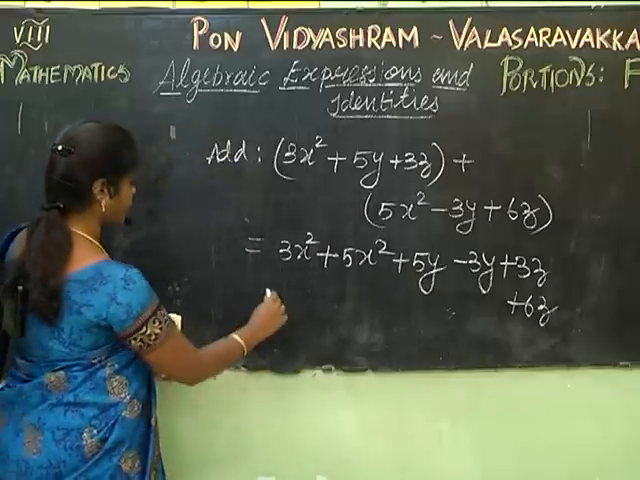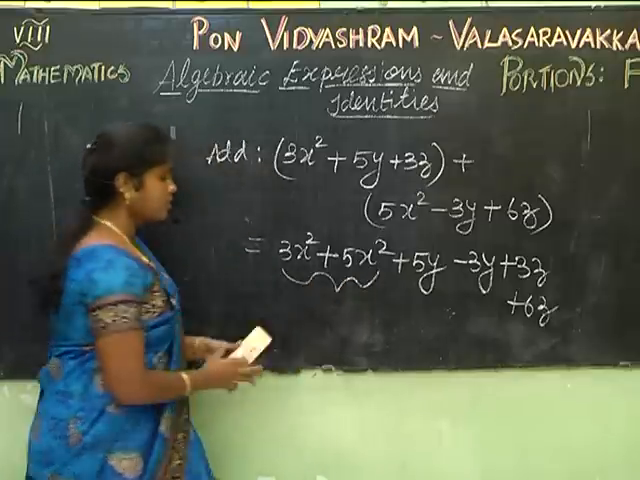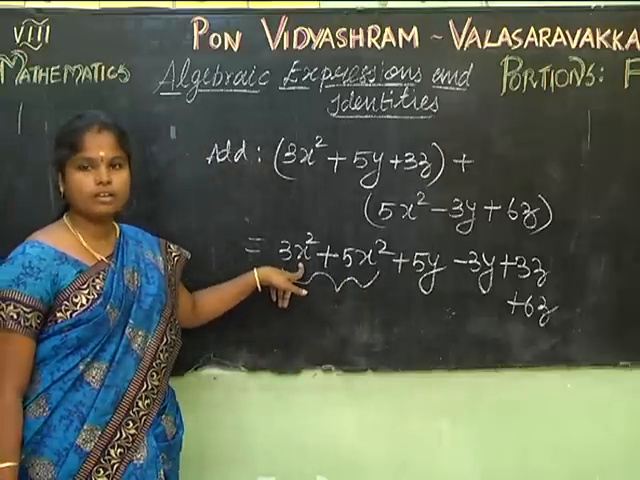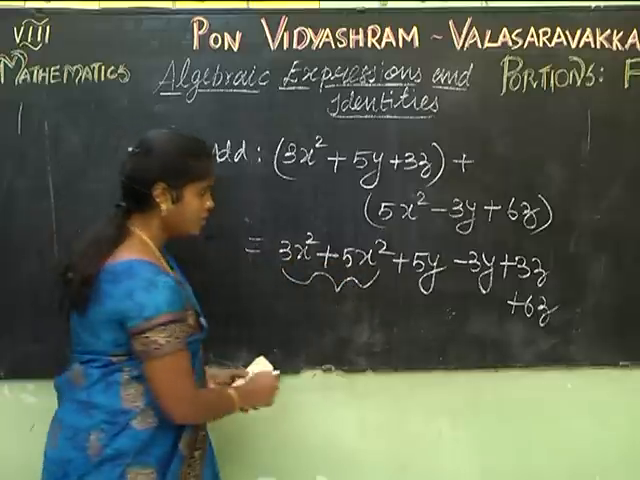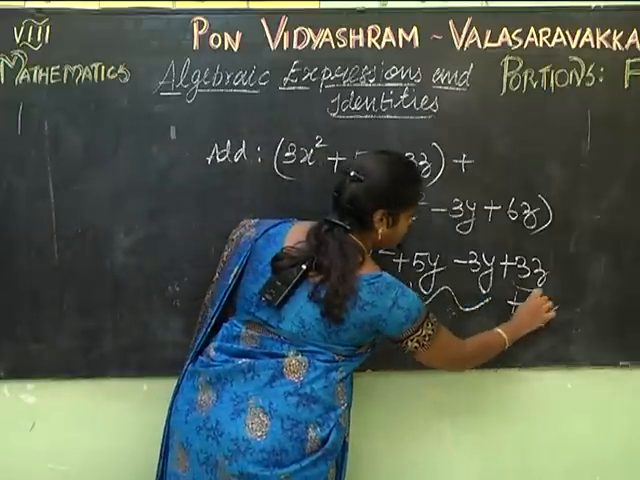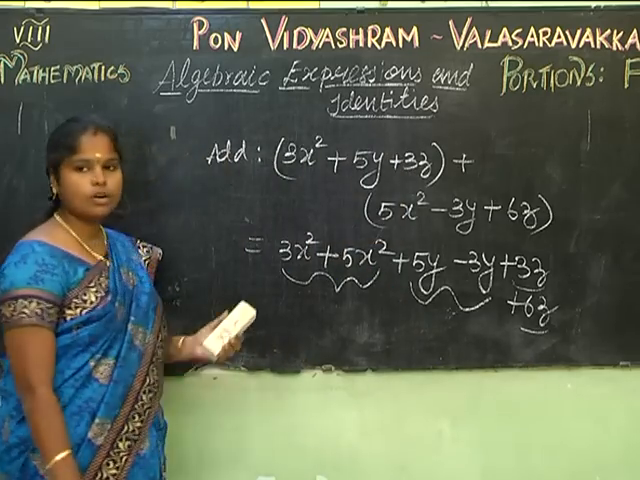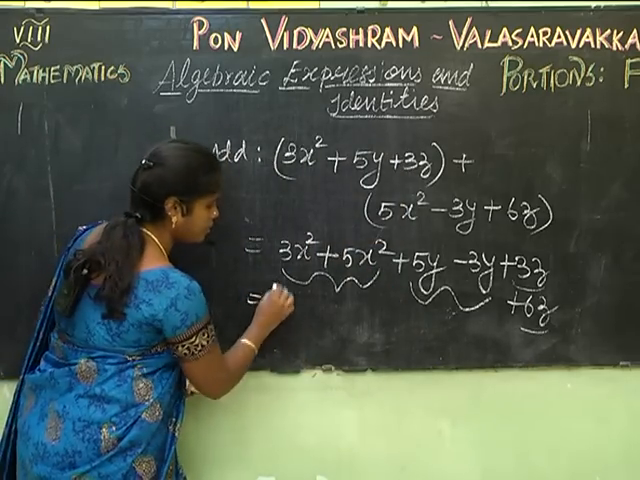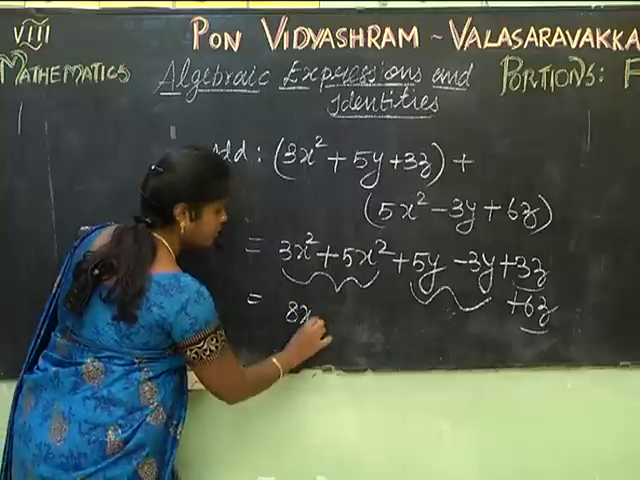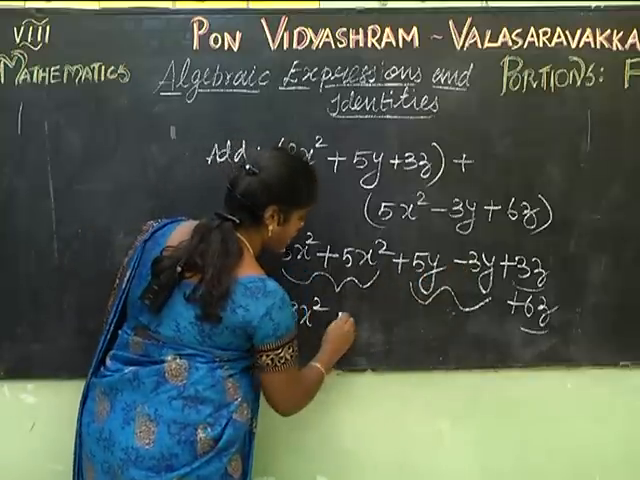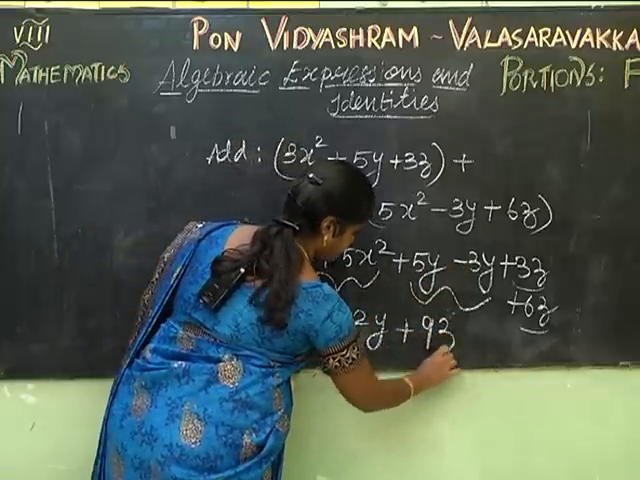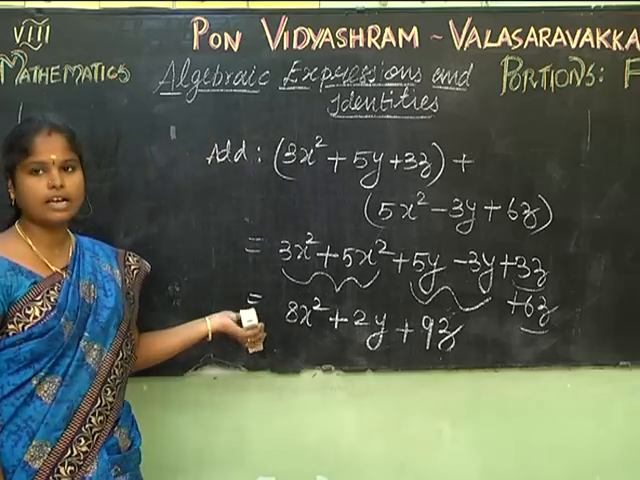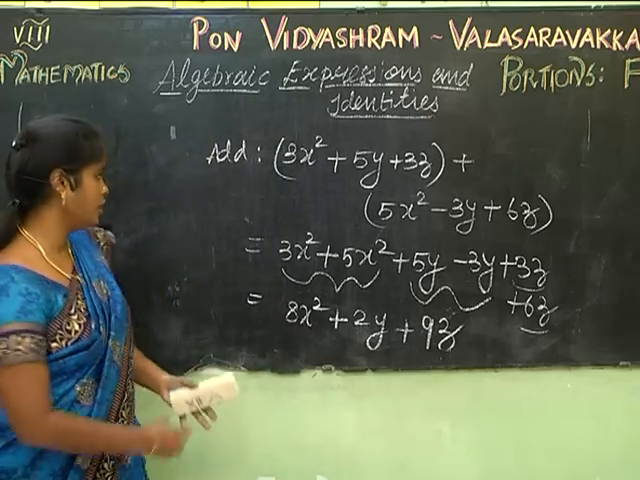So write the like terms together. See the variable: here is x square and here is also x square, so these 2 are called like terms. So 5y and 3y, 3z and 6z. Now we are going to add the numbers: 3 plus 5, 8x square. Then 5 minus 3 plus 2y, then plus 9z. So that's all. This is the answer for addition of these algebraic expressions.